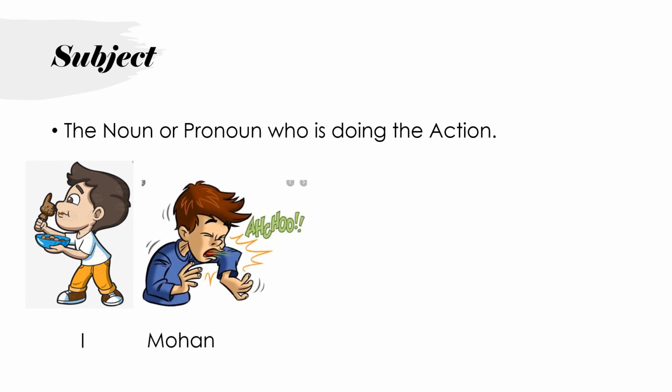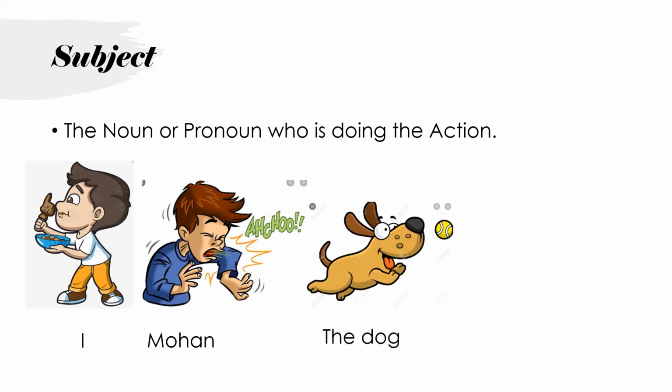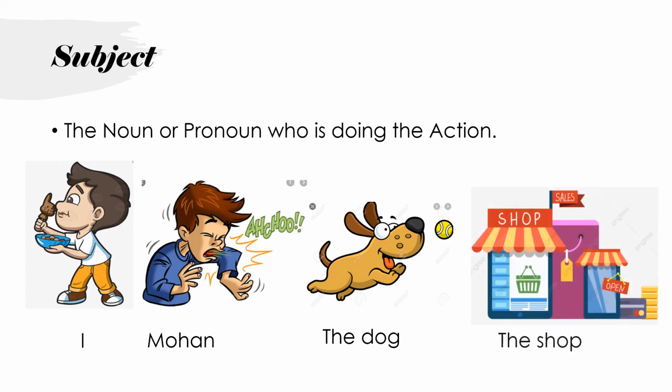So I am a subject. Mohan sneezed. Mohan is doing the action. So Mohan is the subject. The dog jumped. Who is doing the action? The dog. So the dog is the subject. And in the last one, the shop sells many items. Who is doing the action? The shop. So the shop is the subject.